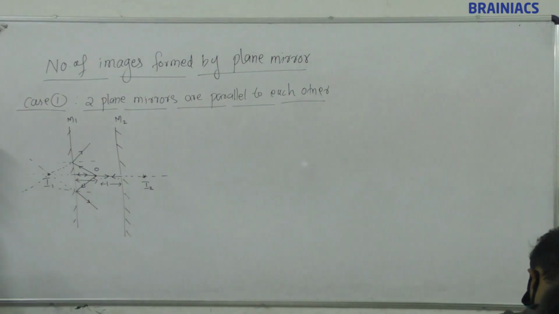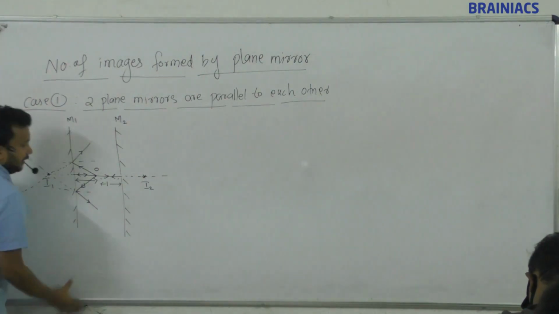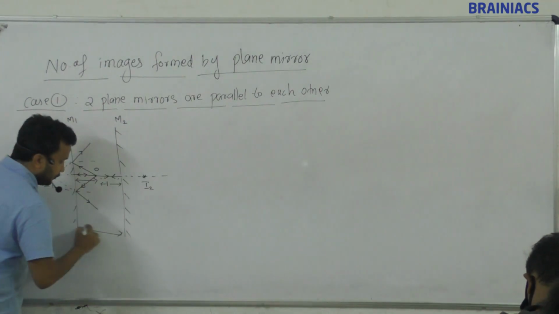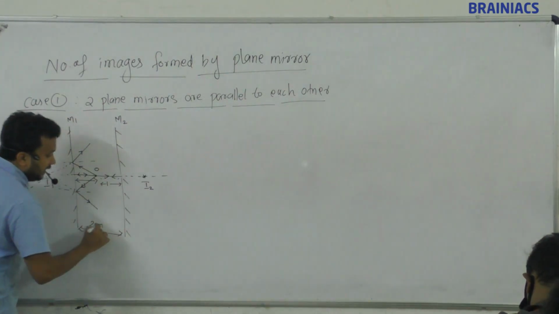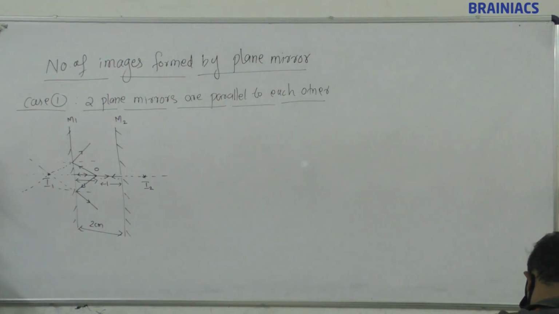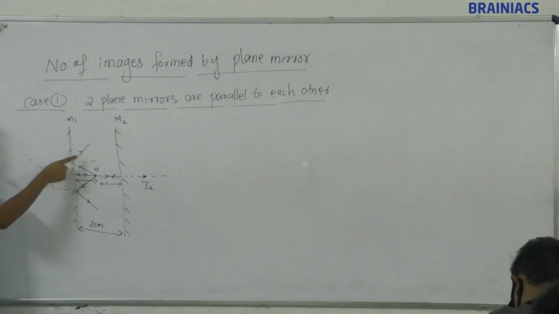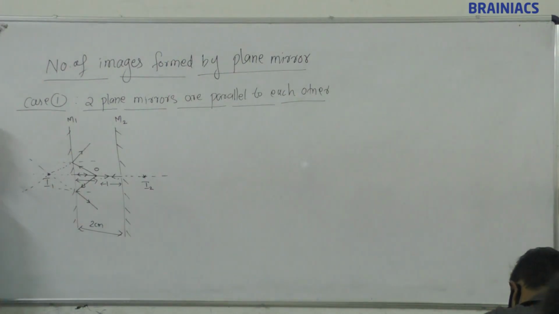So try to draw two mirrors yourself, and exactly at the center an object is placed. The distance between the two mirrors we assume as 2 centimeter. It may be any value. Then the object is central. Then I have drawn 3 rays: incident ray, reflected ray, incident ray, reflected ray, incident ray, reflected ray. All will meet at the same point called I1.